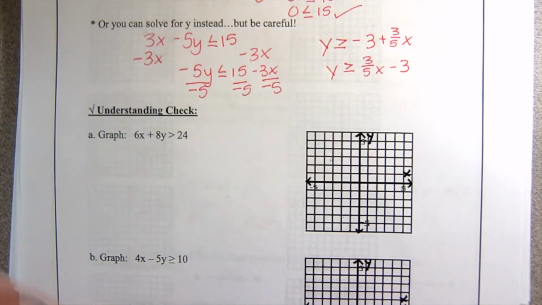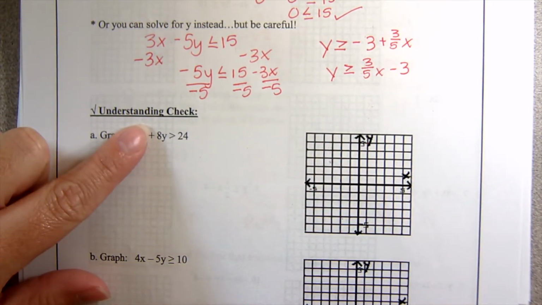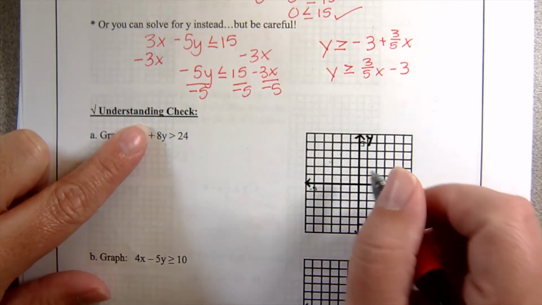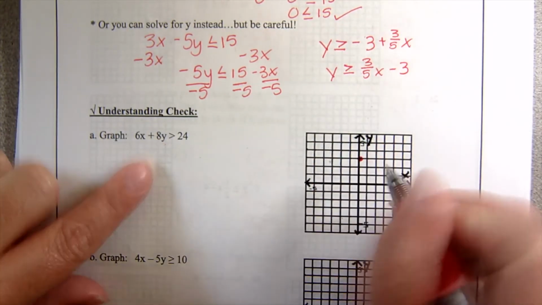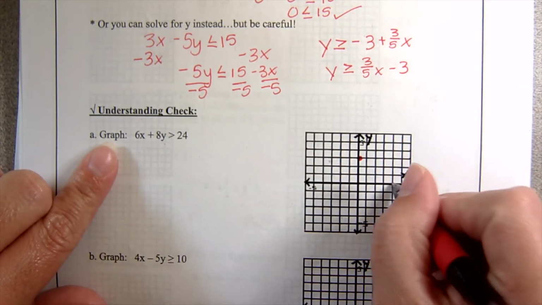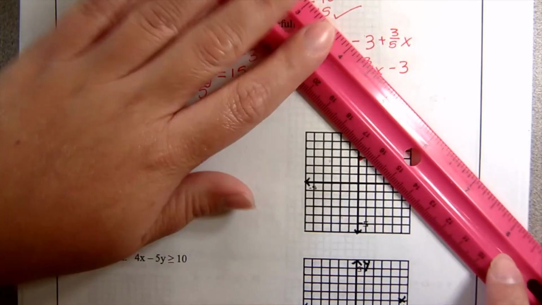A, what was the y-intercept? The y-intercept. So covering up the x, it would be 3. What is the x-intercept? 4. And was that a solid or dashed line? Dashed.